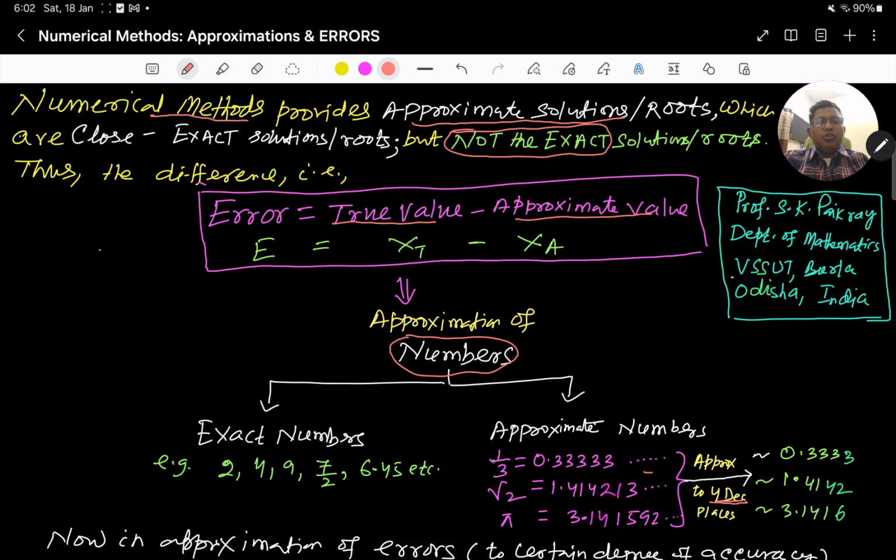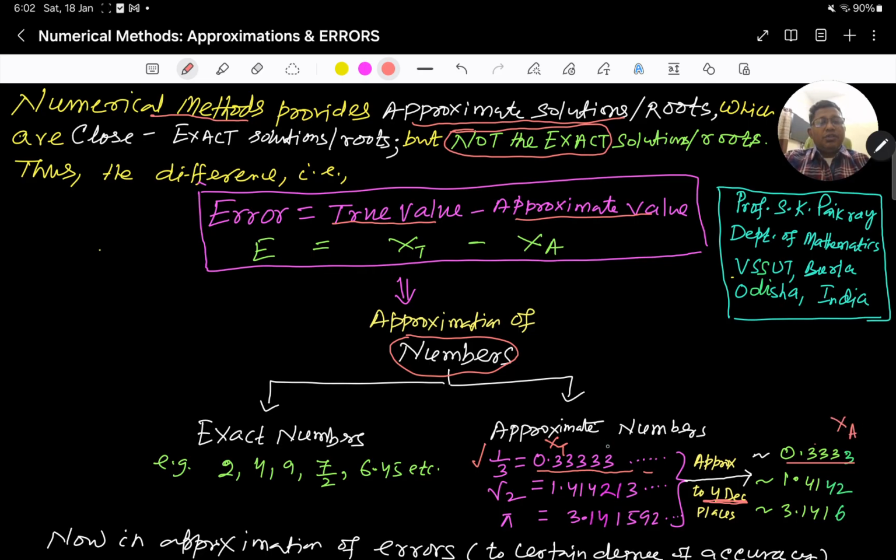As you see, suppose you take 1 by 3. Coming to your 1 by 3, the exact solution is 0.3333 continued up to infinity. So this is the exact x, the exact solution, what I call the true value, right? Now if I round it up to 4 decimal places, it will be 0.3333. So this is my approximate x, which I write as xa.